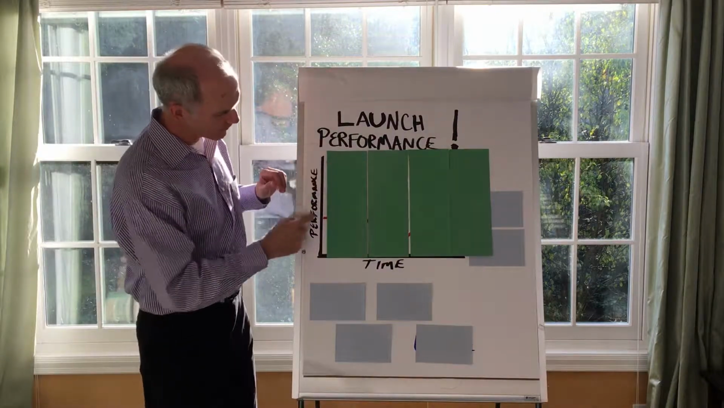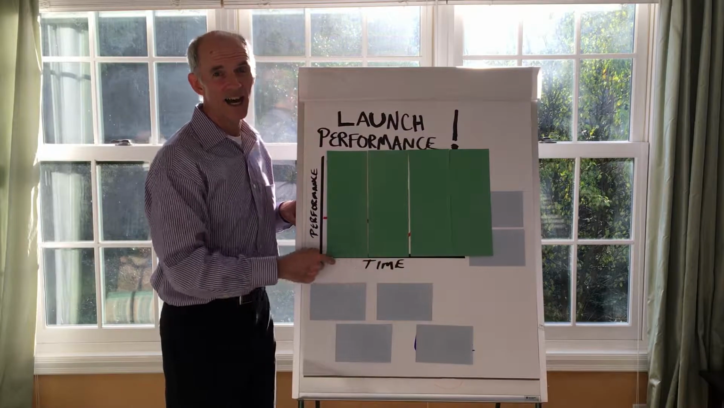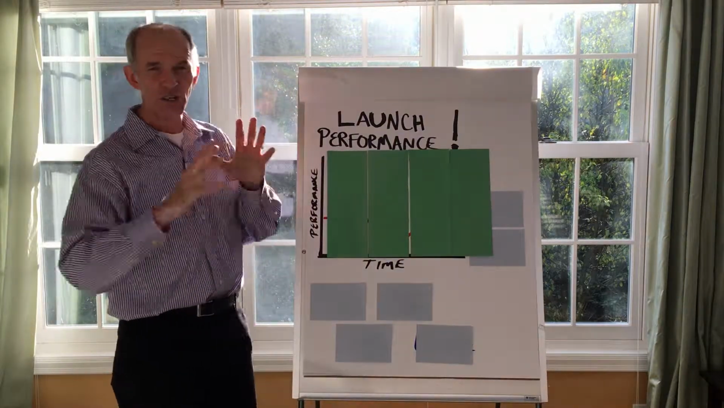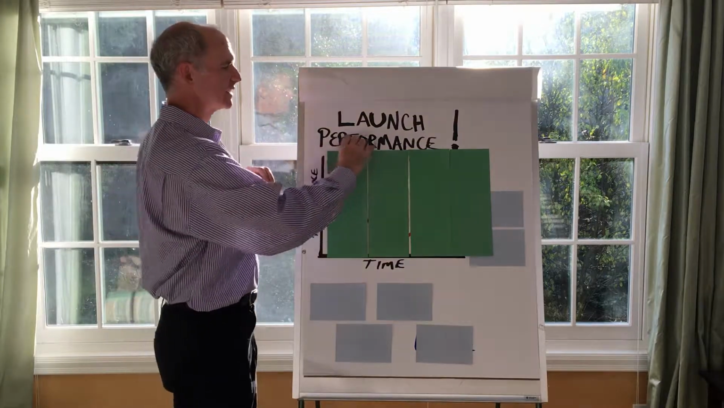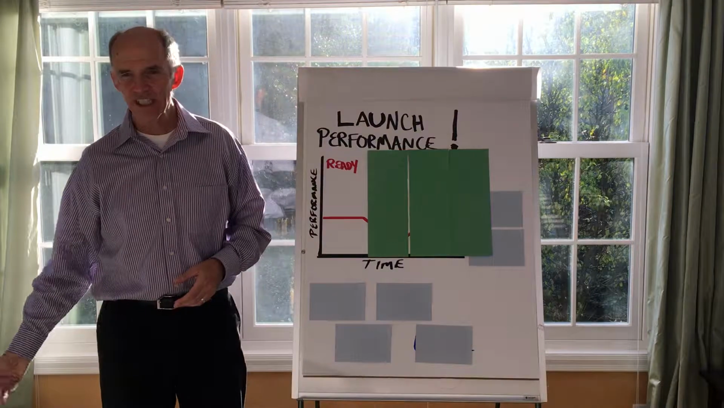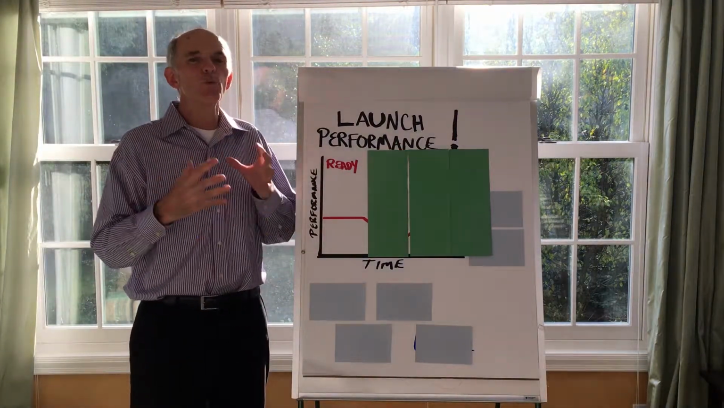We're going to look at a graph that has performance on the y-axis and time on the x-axis. So the very first thing that you look at, the first piece of this launch, is what we'll call readiness. As you're getting ready to launch, launch is day one, it happens here, and you're getting ready to launch.